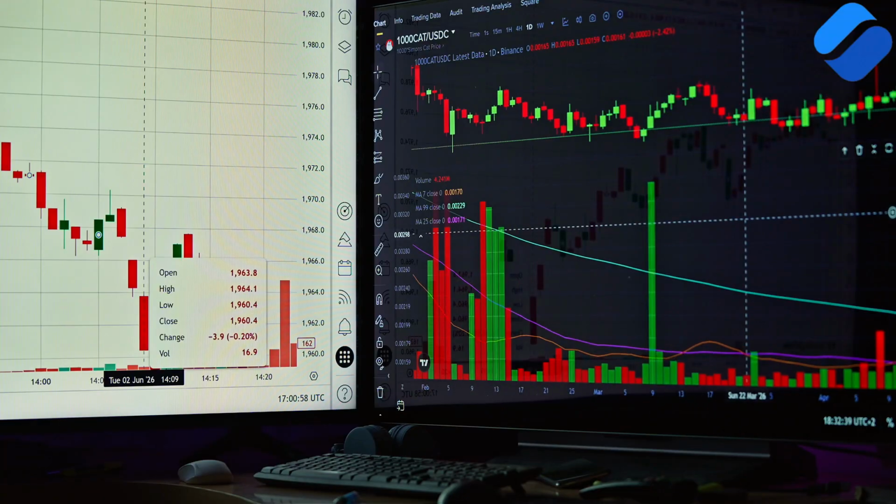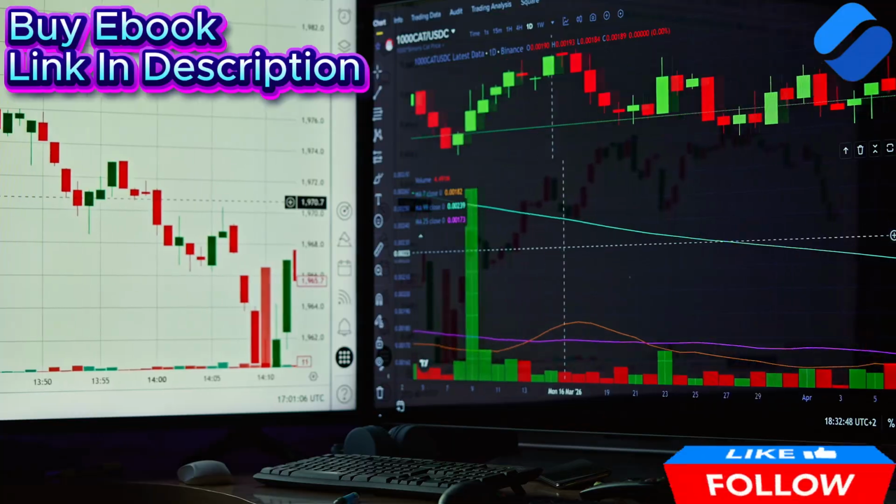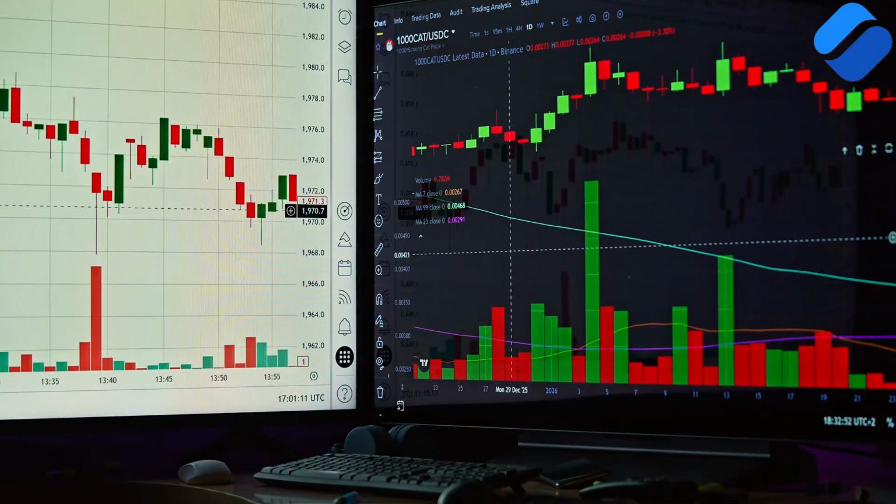In options trading, your goal is not to win every trade. Your goal is to make better decisions over time. Because one good entry does not make you a good trader.